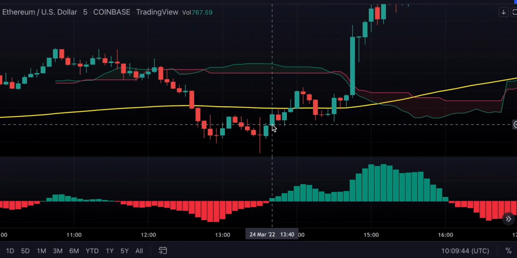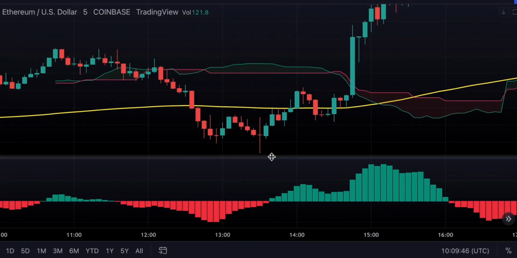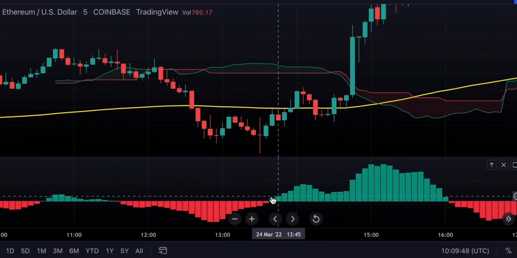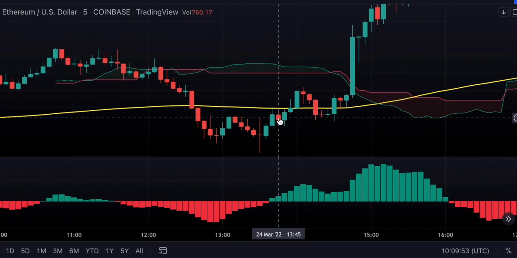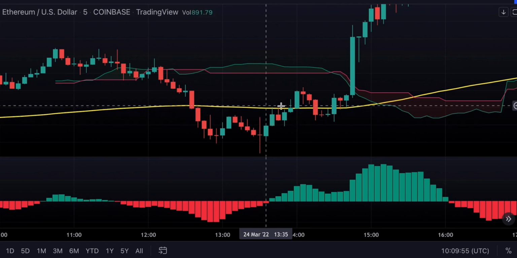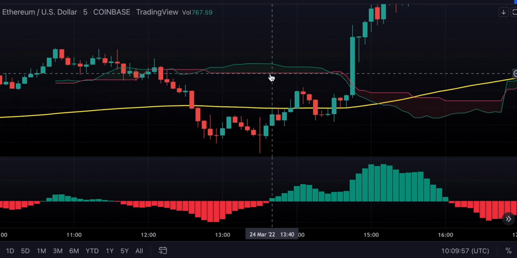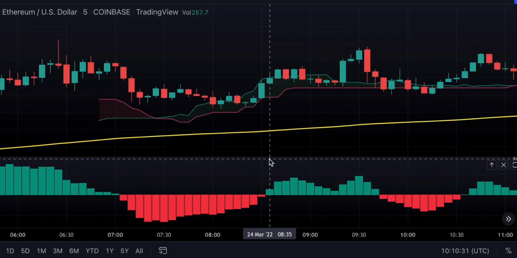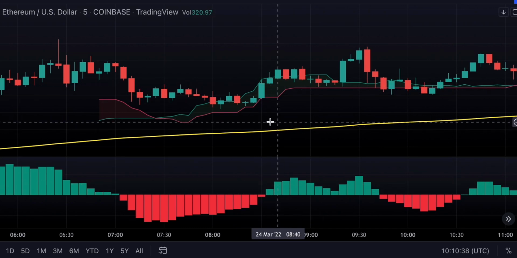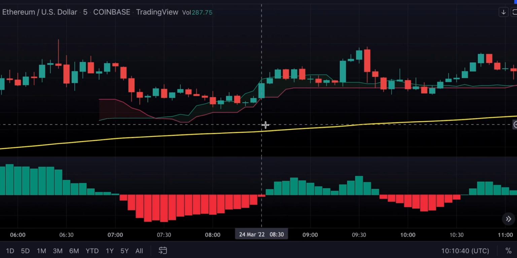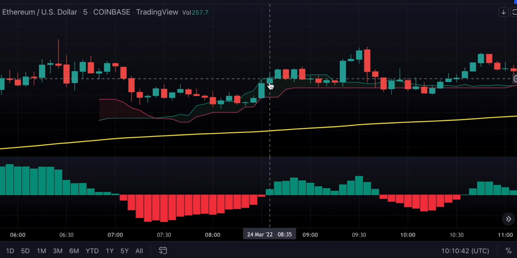Here's another example where you should not take a trade. So you see you have a new signal from your MACD indicator. The cloud is green, but the price is sitting underneath this moving average and underneath the cloud. So we avoid that trade. Here's another example where we should not take a trade. So we have a signal from our MACD. The cloud is green and it's sitting above this moving average, but the price is inside the cloud. So we avoid taking that trade.